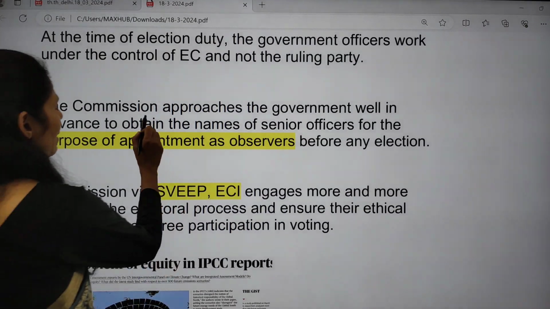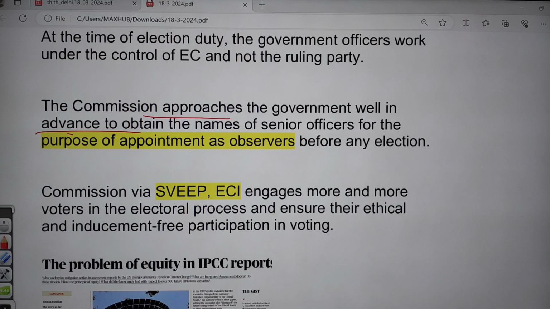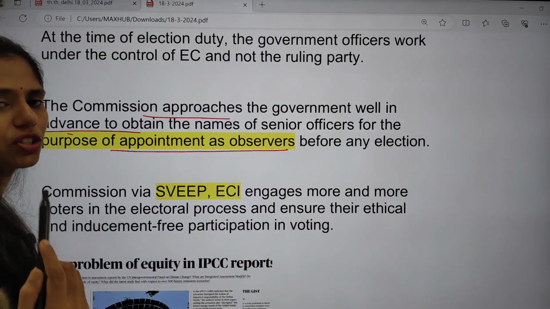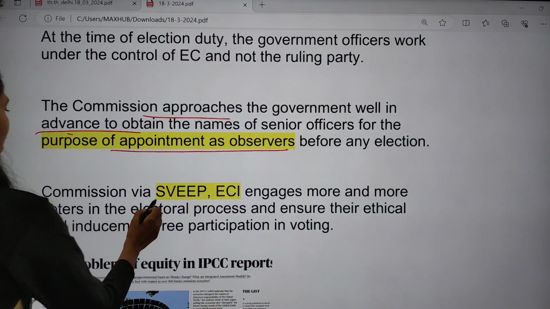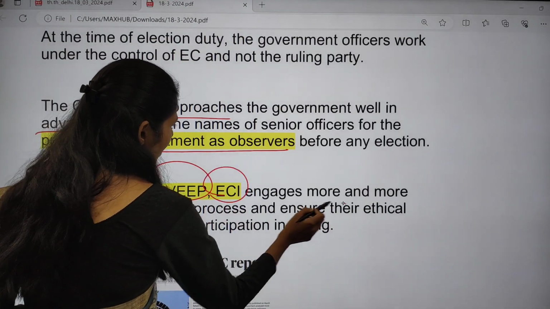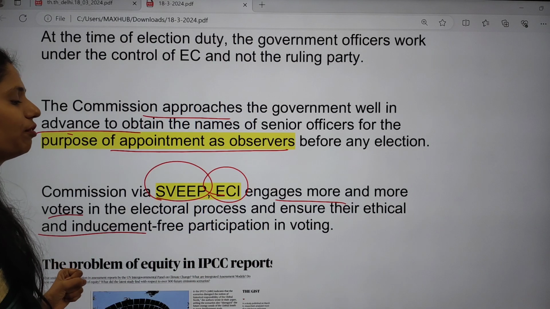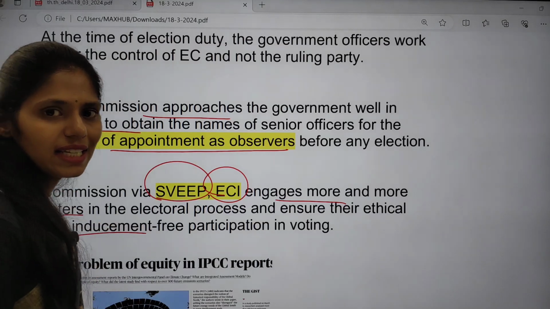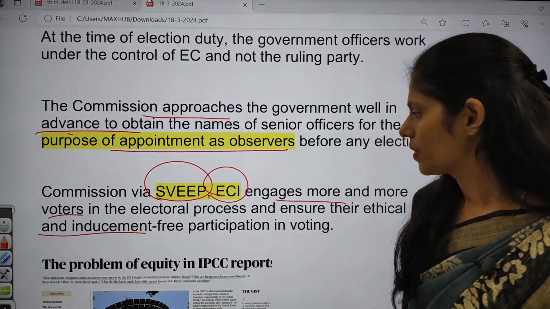And the commission approaches the government well in advance to obtain the names of senior officers for appointment as observers. So before any elections, the ECI can appoint some people as observers. And through SVEEP, the ECI engages more and more voters in the electoral process, so that in this way they will ensure ethical and free participation in voting. So in this way, the ECI will be ensuring free and fair elections in our country.